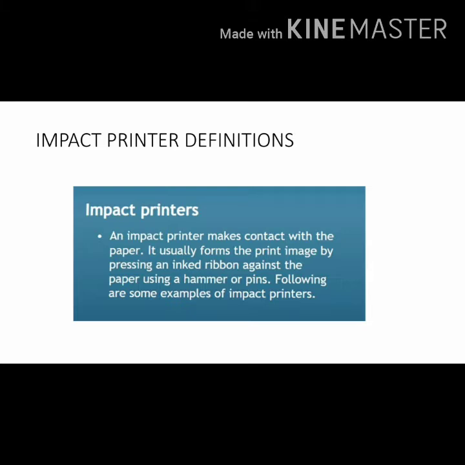In a character printer, or dot matrix printer, it prints one character at a time. The other type of impact printers are line printers. It prints line by line. Once more, if you give a definition for impact printers, an impact printer makes contact with the paper. It usually forms the print image by pressing an inked ribbon against the paper using a hammer or pins. Following are some examples of impact printers.